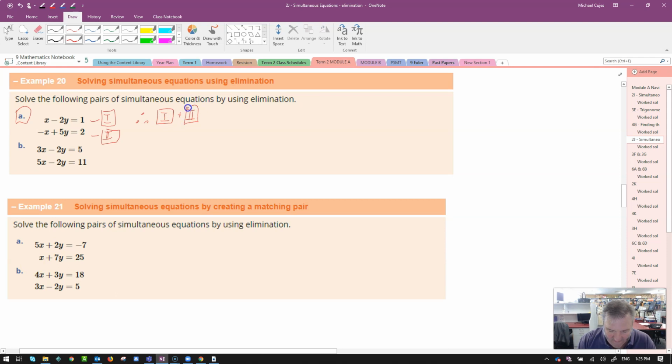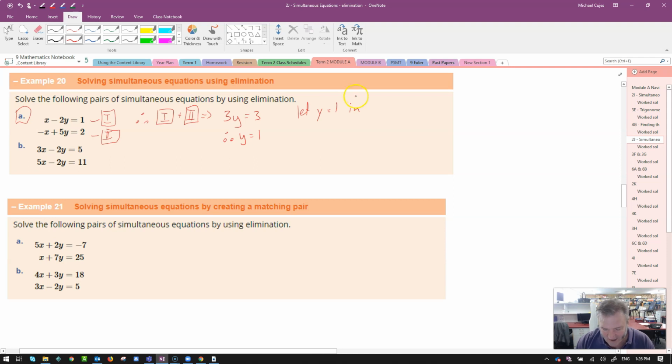What does that give me? Well, x plus negative x would disappear. Negative 2y plus 5y, that's going to be 3y. And 1 plus 2 equals 3. We can solve that straight away. Dividing each side by 3, I've got y equals 1. Then I'm going to, just like we did before, let y equal 1. Now I could choose either equation 1 or equation 2 here to find x. I'm going to choose equation 1 because the coefficient's positive there, isn't it? It's a positive x.